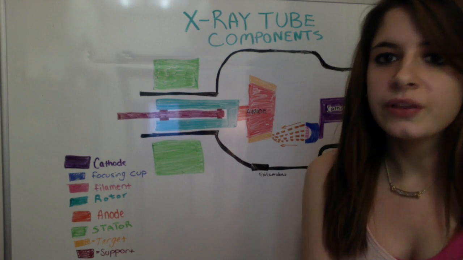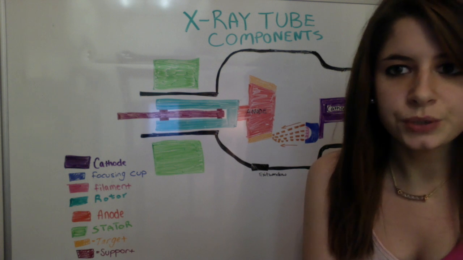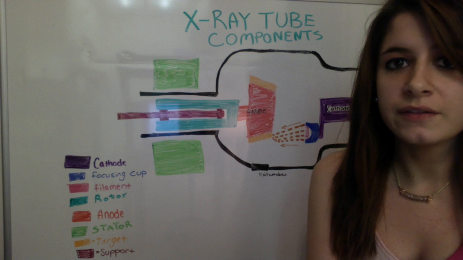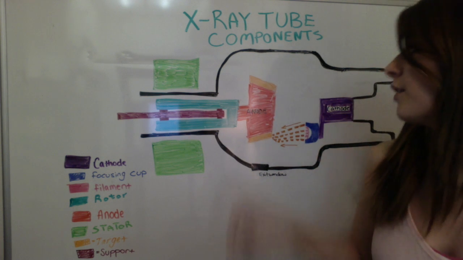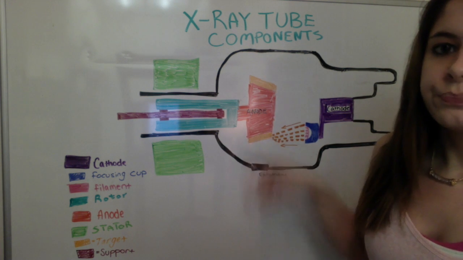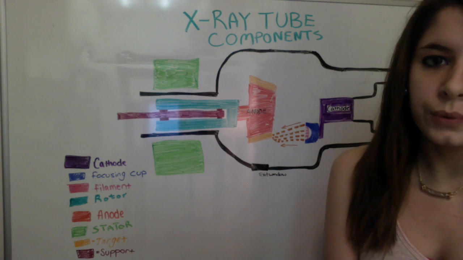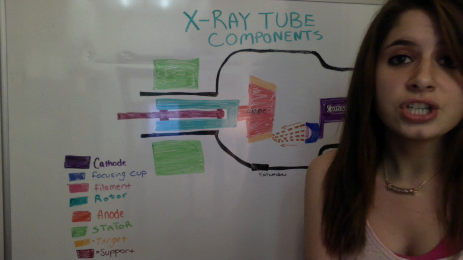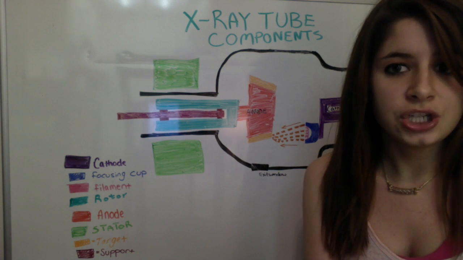The anode is the part of the X-ray tube where X radiation is produced. It is a large piece of metal that connects to the positive side of the electrical current. Here in our diagram, we have it shown in red right here. The anode provides a mechanical support for the target. The material of the anode enhances the conversion of energy and aids with heat dissipation.